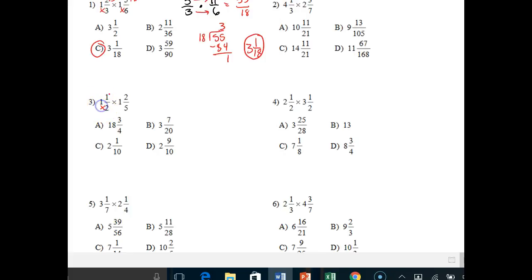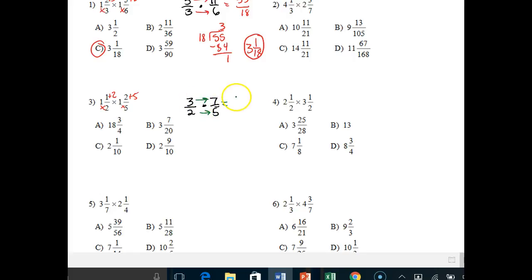1 times 2. Add it. So I get 3 over 2 times, and then I go ahead and do the same thing. 1 times 5, which is 5. Add it. Get times 7 over 5. So again, 3 and 5 don't have anything in common. 2 and 7 don't have anything in common. Again, nothing to cross cancel. So I just multiply straight across.